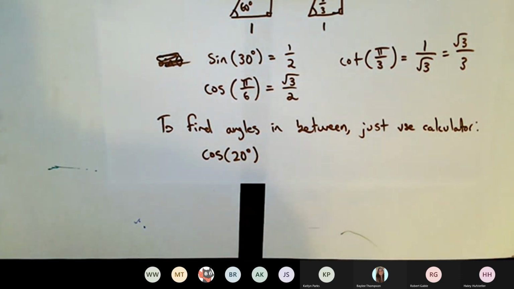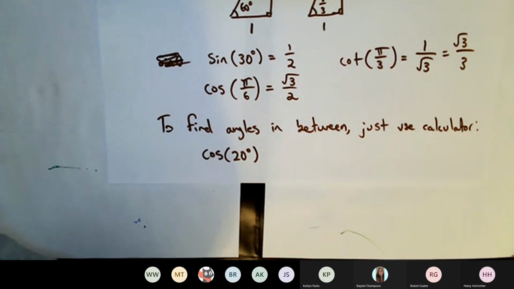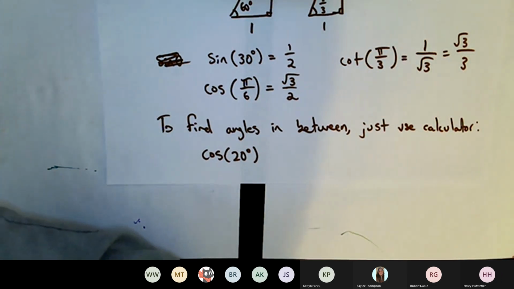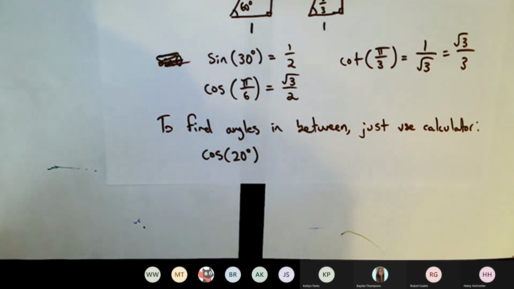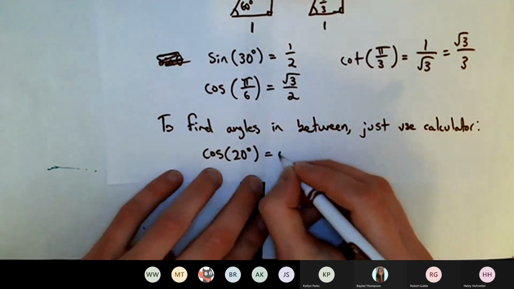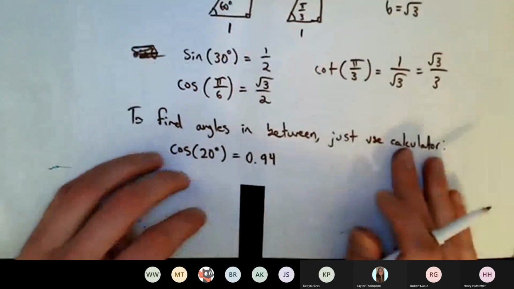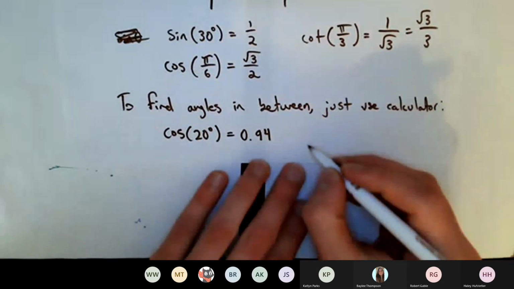Ooh. Oh, you gotta be kidding me. Where's my calculator? Oh, I can use the one on the computer. So you would make sure your calculator's in degree mode, not radian mode. If you don't know what that means, you can stick around after class and I'll tell you. So cosine of 20, just type it into the calculator. I'm gonna get 0.94. So that's just rounding from the calculator.